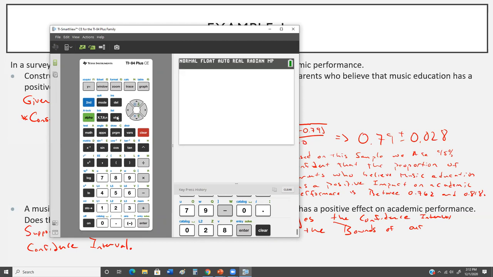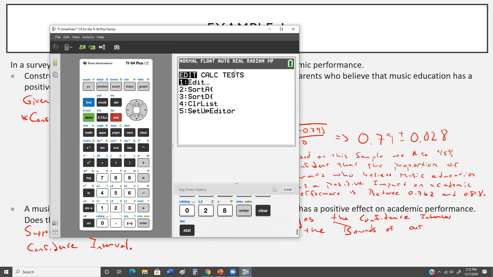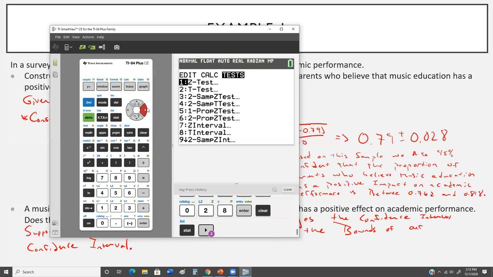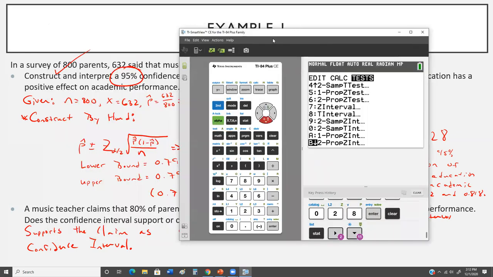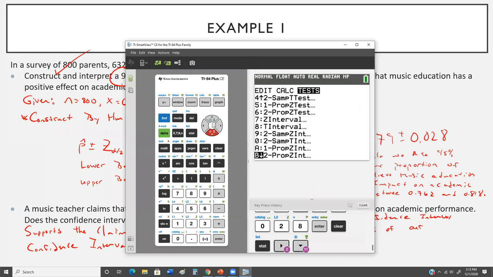So I'm going to hit the stat button. And I'm going to go over to tests. And this is a little bit different. Okay, you have to scroll down until you see this thing under letter A that says 1-prop z int, okay? What this stands for is one proportion z, because we're using a z critical value interval, okay? Does everybody see that with their calculator, 1-prop z int? You guys see that? Okay, let's just hit enter under 1-prop z int.